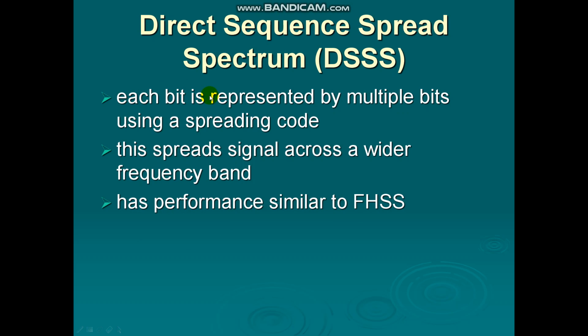In this technique, each bit of the signal sent by the user is represented by multiple bits of a spreading code. The spreading code can have 8 or 10 bits or n number of bits, it totally depends on the user. This technique spreads the signal across a wider frequency band, and it has performance similar to frequency hopping spread spectrum.